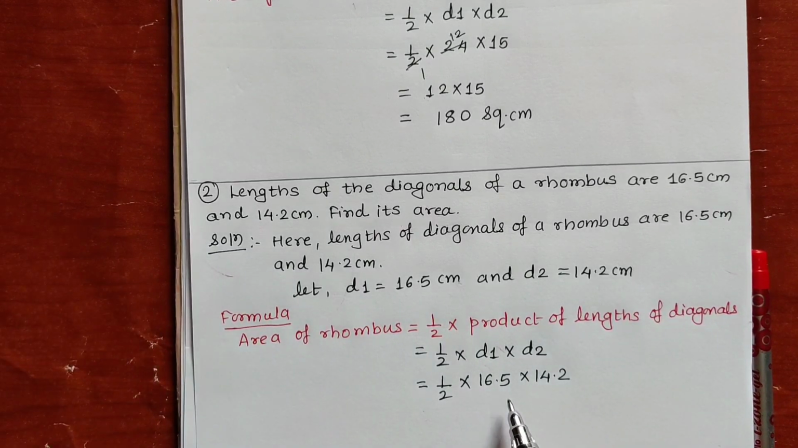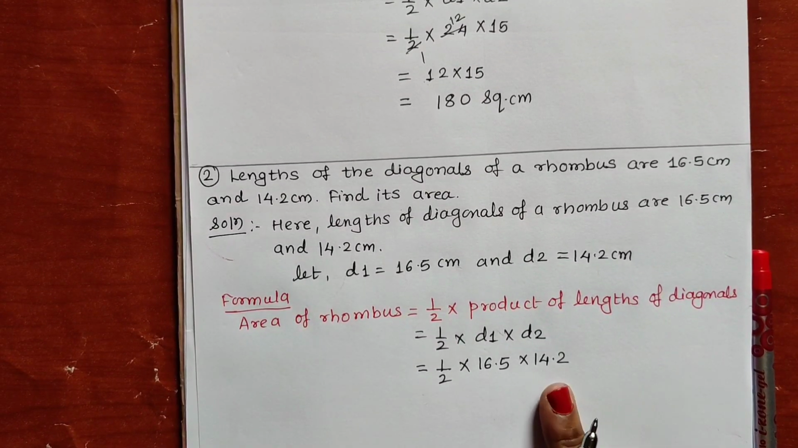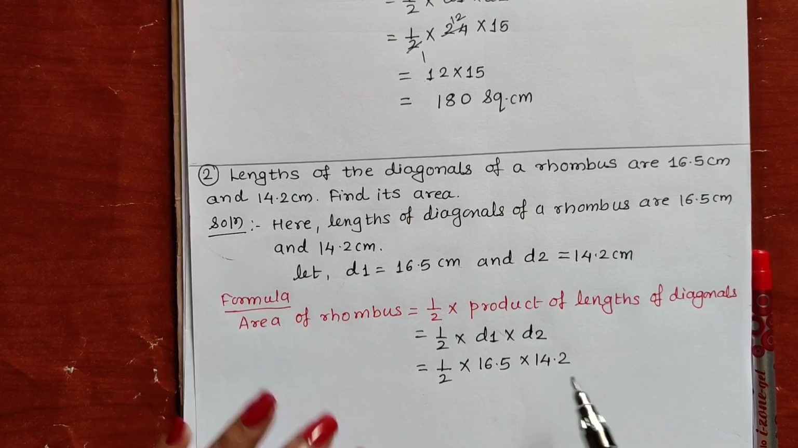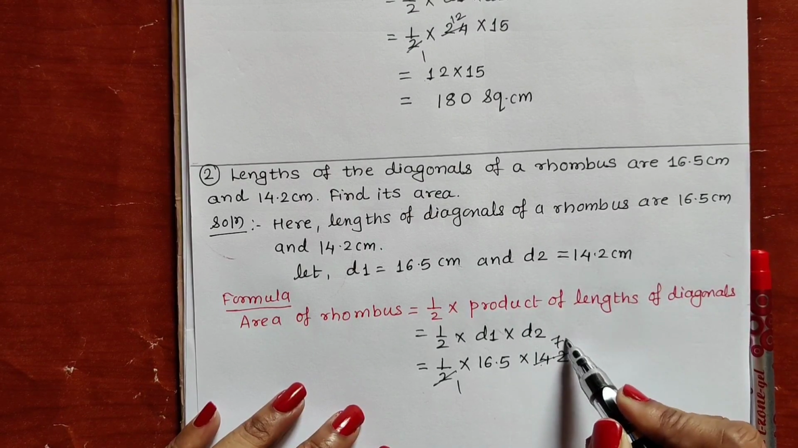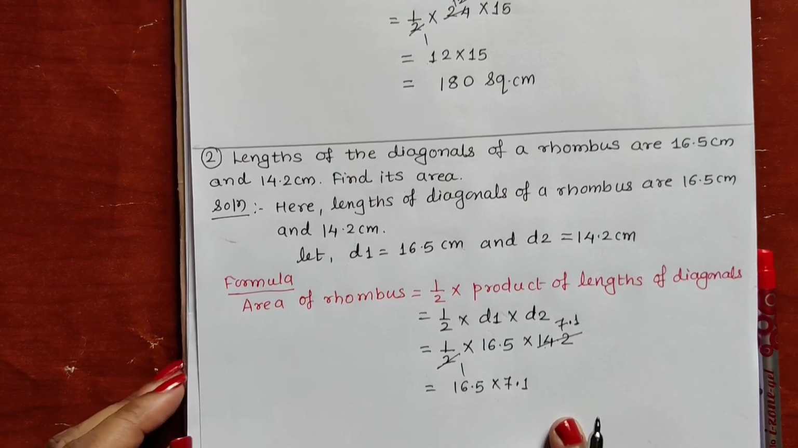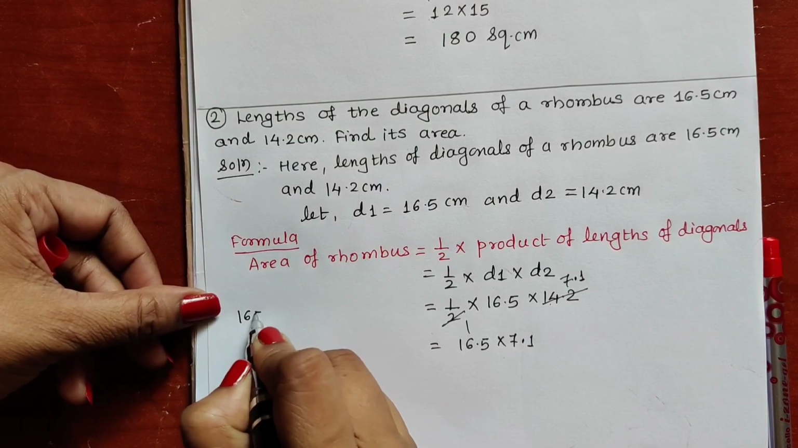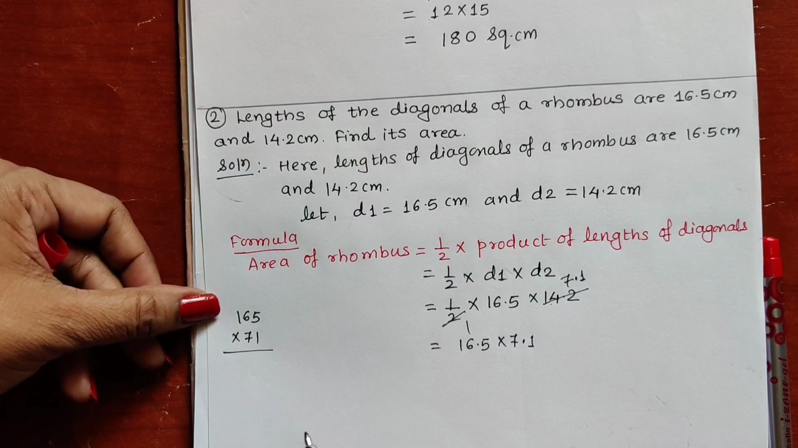Now 16.5 is an odd number. It is not easy to cancel by 2. So we will cancel this 14.2 by 2 because it is an even number and it can be cancelled easily by 2. So 2 ones are 2. 2 sevens are 14. Point is there and 2 ones are 2. So we are getting 16.5 multiplied by 7.1. We have to do this multiplication in rough. So I will be showing here on this side. It can be written as 165 multiplied by 71. Okay, and afterwards we can put the points.